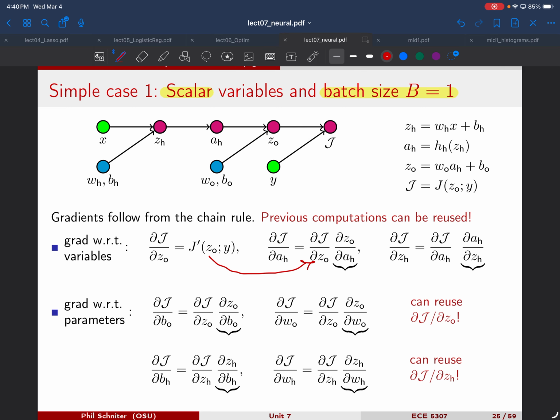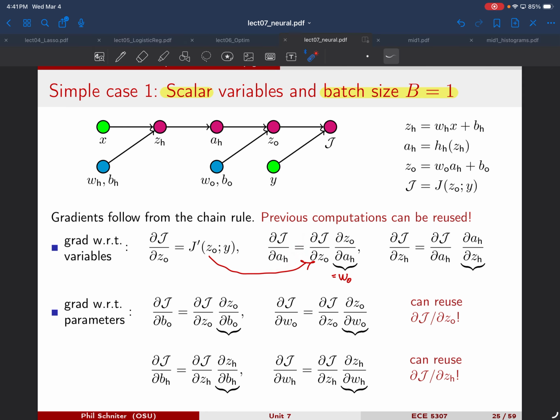Yes, exactly. So based on this equation, dZO/dAH is just WO. So this is WO. Okay, and now we've computed this.